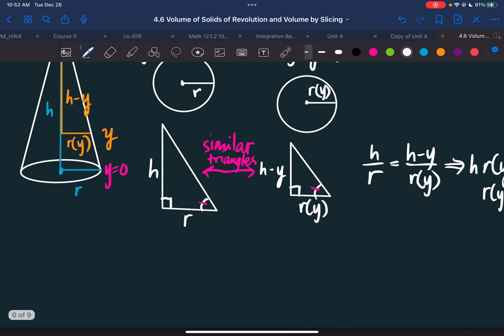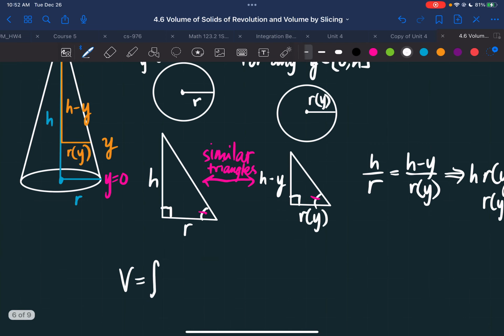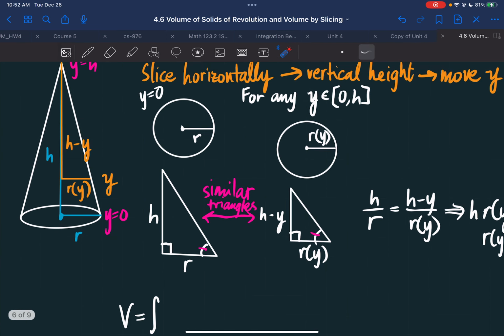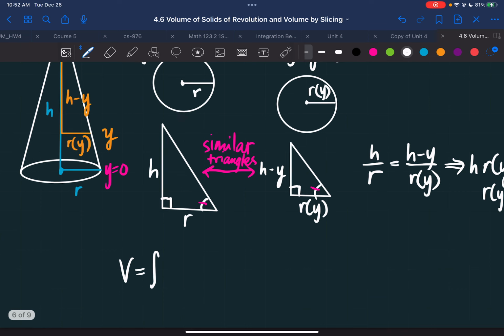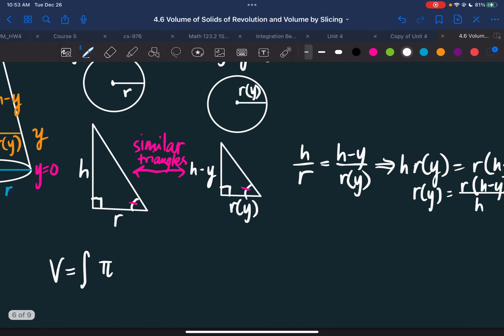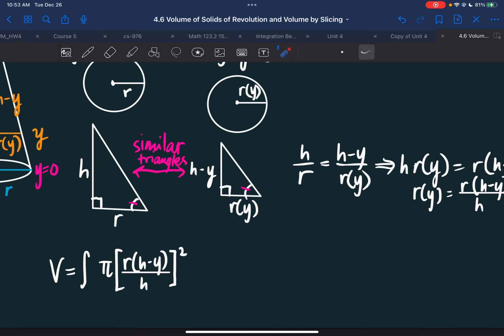And so, the setup for our volume would be the integral of the area of your cross section. So your cross section is just a circle, and so the area of this one is pi times r of y squared. So that's pi times r of y, which is r times h minus y all over h squared. And since our radius is in terms of y, we are integrating with respect to y.